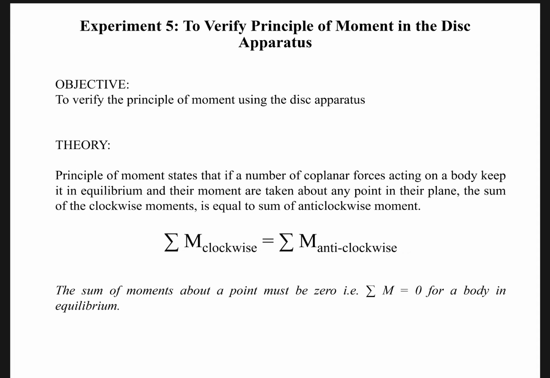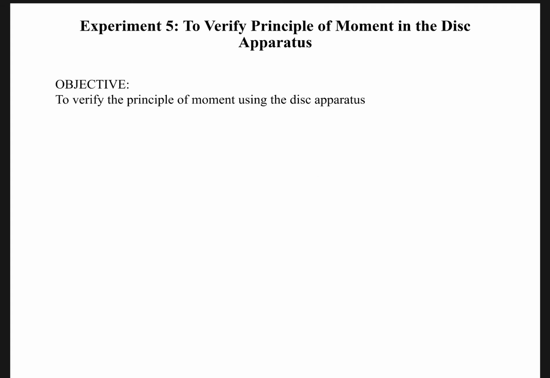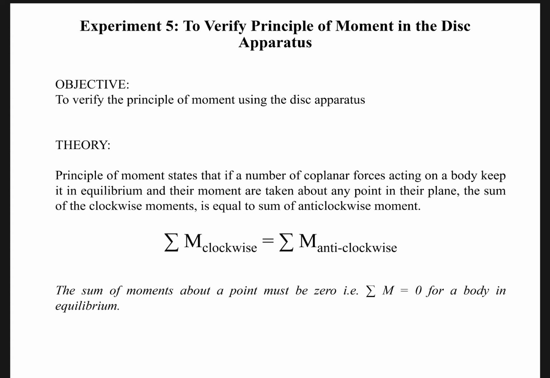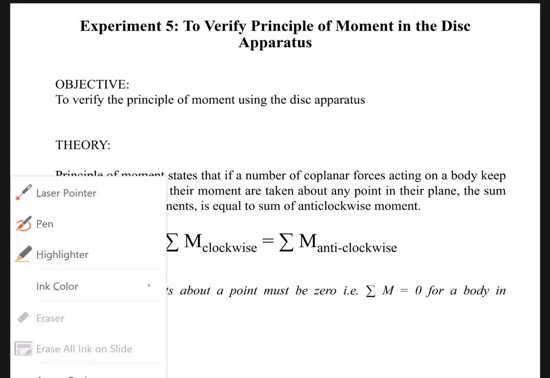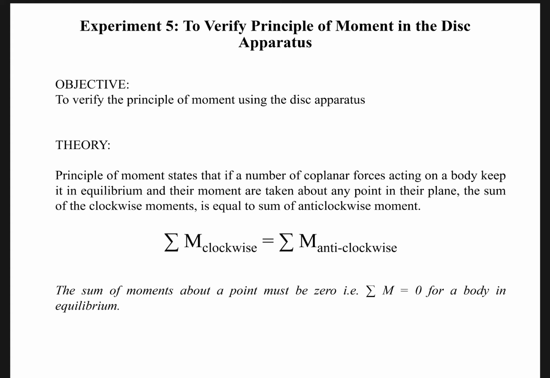In today's online session, we will be discussing experiment number 5 to verify the principle of moments in the disc apparatus. Its main objective is to verify the principle of moments using disc apparatus. The statement says that if a number of coplanar forces are acting on a body, keeping it in equilibrium, and their moments are taken about any point in their plane, the sum of clockwise moments is equal to the sum of anti-clockwise moments.